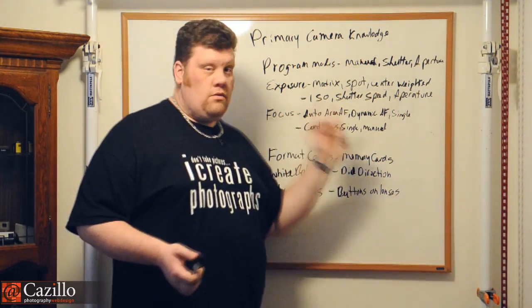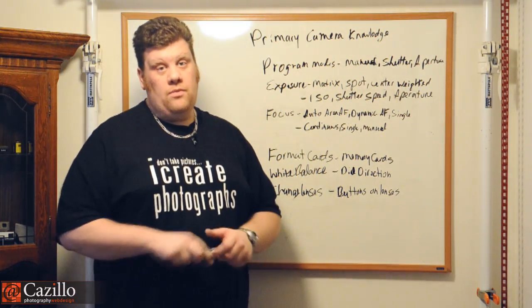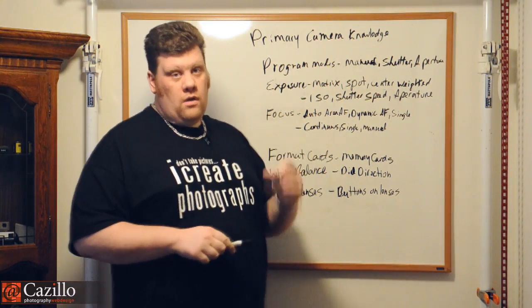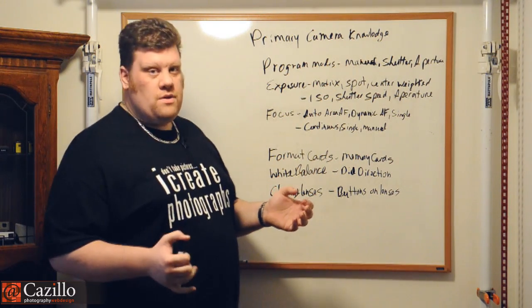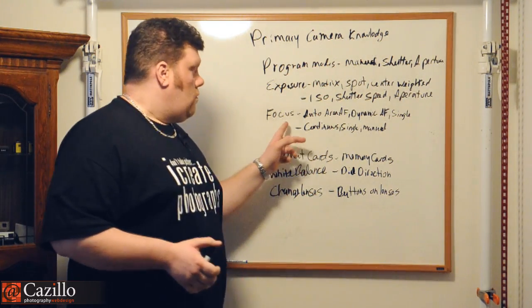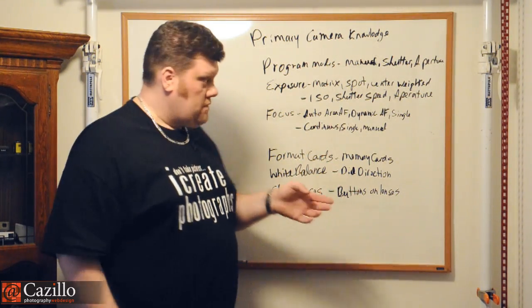Same with your ISO, shutter speed, and aperture. Basic stuff, but you'd be surprised how many people don't know how to change their ISO on their camera quickly and be able to find that as soon as possible if they really need to switch it right away. Or they forget to switch it when they go from outside to inside or vice versa.